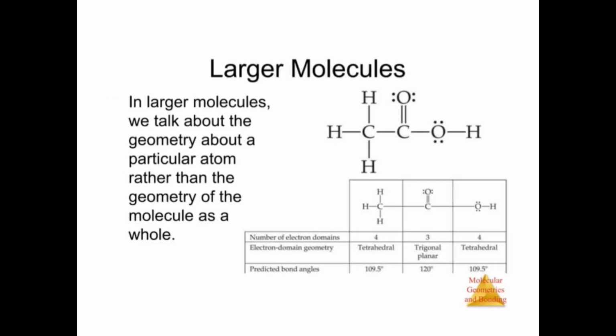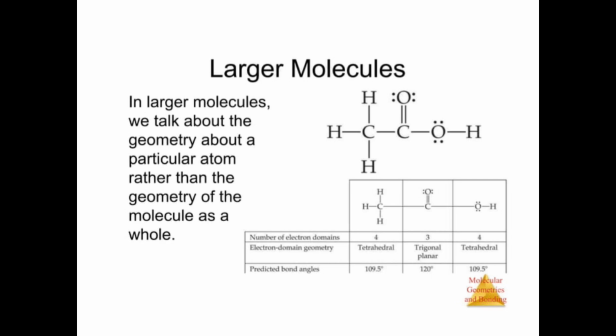Just a recap. Now, for larger molecules, we talk about the geometry about a particular atom rather than the geometry of the molecule as a whole. For instance, this is ethanoic acid, CH3COOH. We treat them individually. For instance, the CH3 there is tetrahedral. Normally it's supposed to be CH4, but the H has been replaced with COOH. Methane is CH4. The fourth H has been replaced by the functional group COOH.